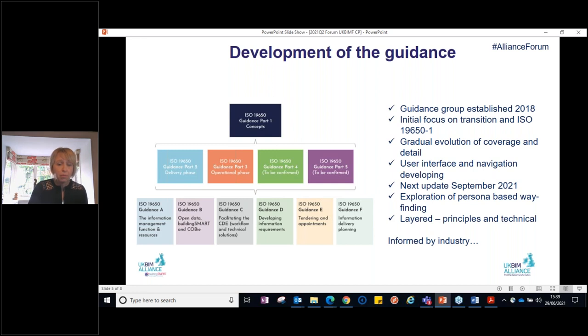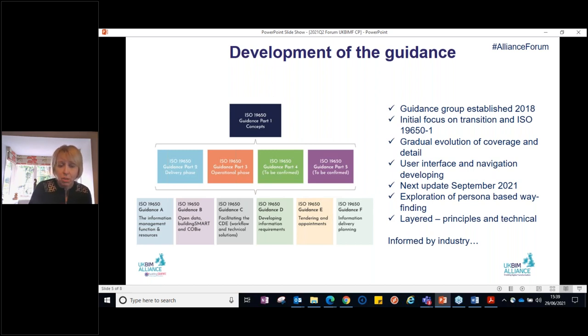So we're going to see, for example, content in guidance E explaining the information standard. We're going to see more examples of information requirements focusing particularly on health and safety. We will see an update to guidance C to accommodate the changes introduced through the 2021 National Annex. And we'll have an update to guidance part two to provide more insight into that National Annex. We're reviewing the guidance generally to make sure that we've picked up on the release of ISO 19650 part 3 as well.